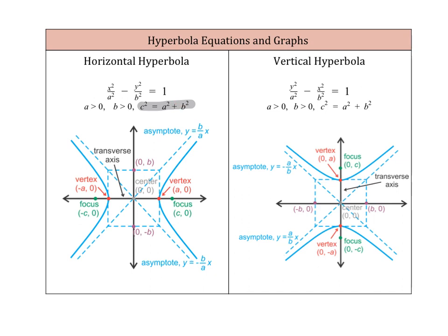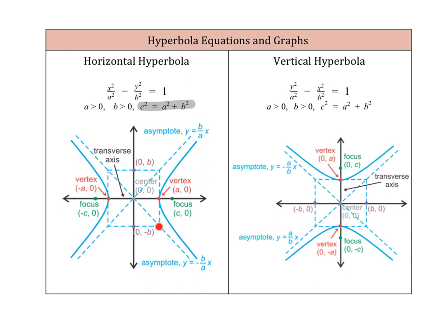So let's talk about what these A, B, and C values mean. On a horizontal hyperbola, A is the distance from the center to your vertex. So from here to here is A, from here to here is A. One way you can think about it is since the A squared is under the X, A is the distance along your X axis, so horizontally. Now B is this distance from here to here and here to here.